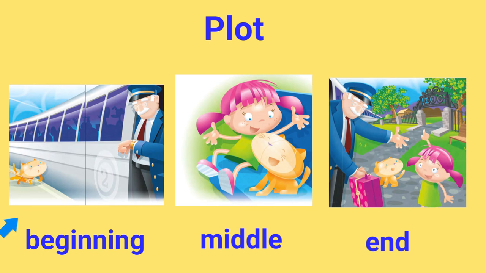In the beginning of our story, Gus is racing to get on that train. Thank goodness the conductor was there to help him. In the middle of the story, Gus meets Peg. They sit together for their train ride. At the end of the story, Gus and Peg arrive at the zoo for a fun day.